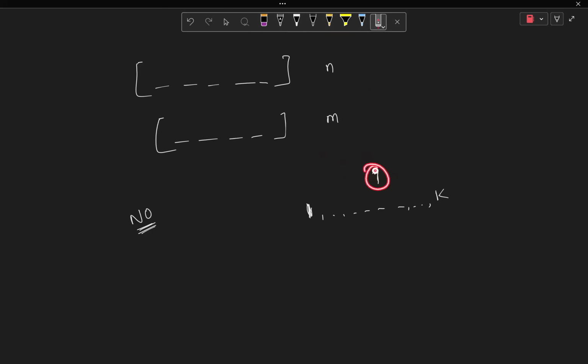I just made a very simple claim that if there is some element in this range which is missing in both of these arrays, in that case, I will definitely have the answer as no.